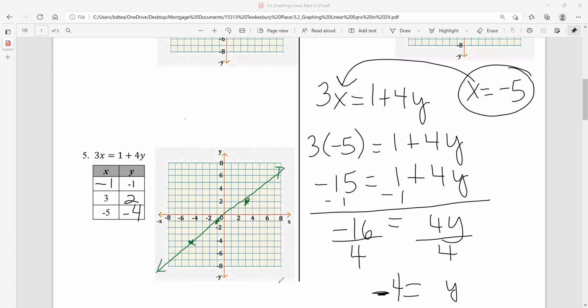So this line represents the equation 3x equals 1 plus 4y. And next we're going to be talking about slopes. So I just want you to know that if it's rising to the right, this is a positive slope. So I'm just throwing that in as we get to slopes.